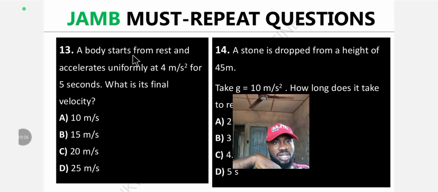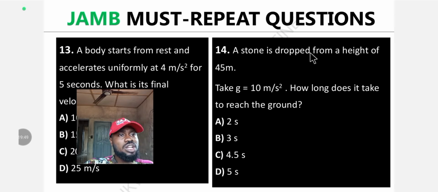Question 13. A body starts from rest and accelerates uniformly at 4 meters per second squared for 5 seconds. What is its final velocity? A, 10 meters per second. B, 15 meters per second. C, 20 meters per second. D, 25 meters per second. What's the answer? Drop the answer in the comment section.